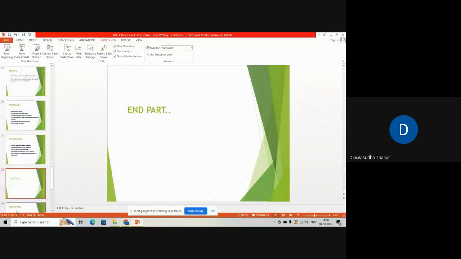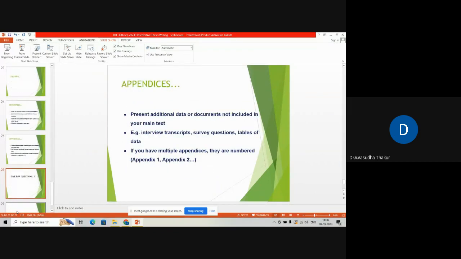This is the main part. And then comes the end part, which includes references, appendices, etc. Okay, appendices can be n in number, whatever you couldn't fit into your thesis work, all of that can be shown under appendices. All right.